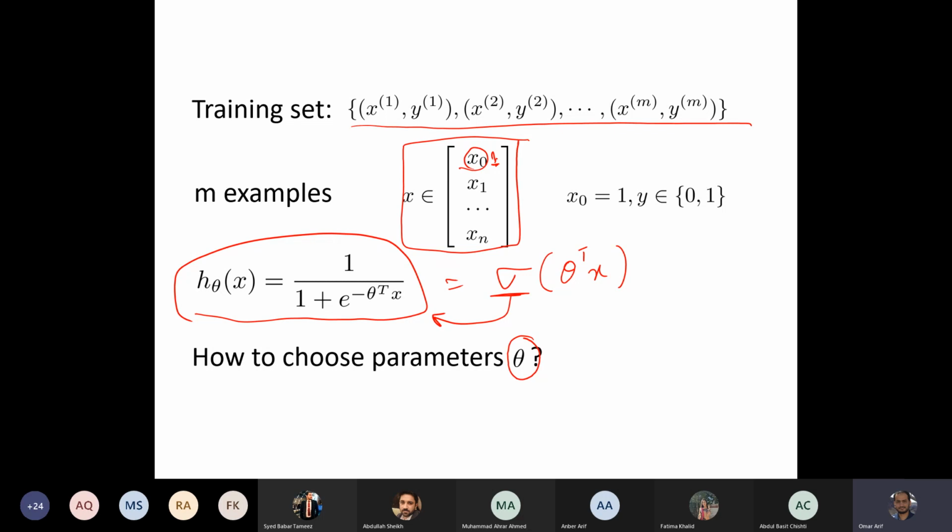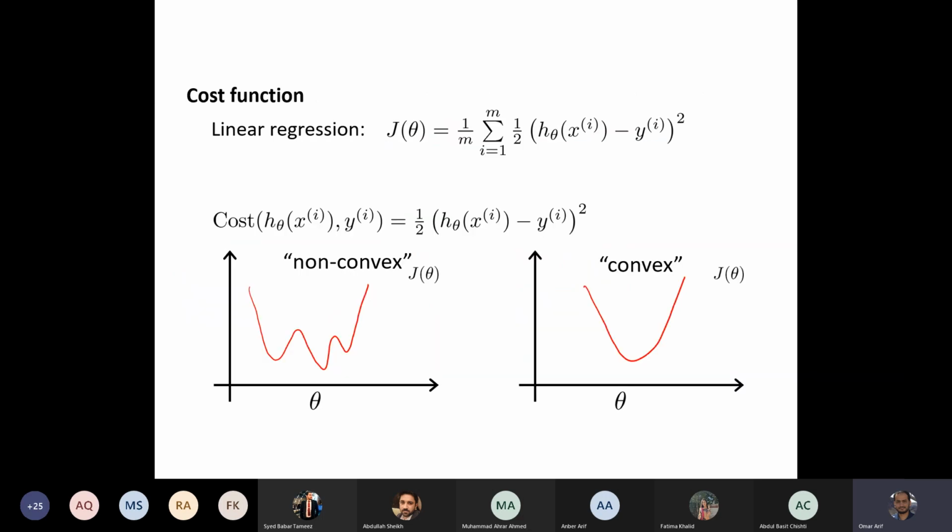Remember, by choosing the optimal parameter theta, we are going to change the decision boundary. So we want to find a theta which is going to separate my training set according to the y that I have. But before doing that, we need to know the cost function, because we have to optimize or compute the error based on that cost function.